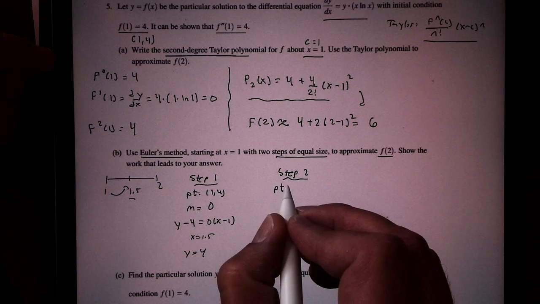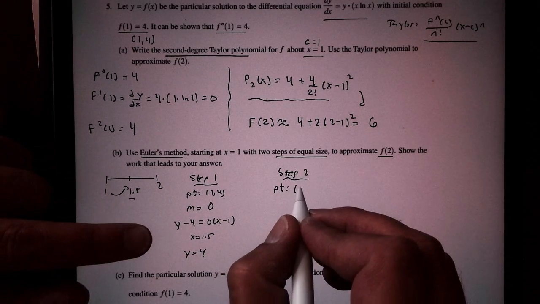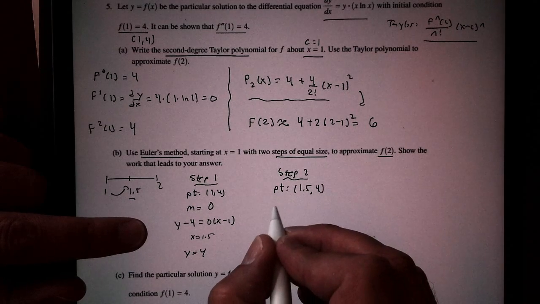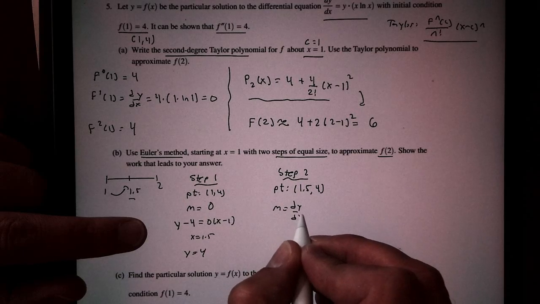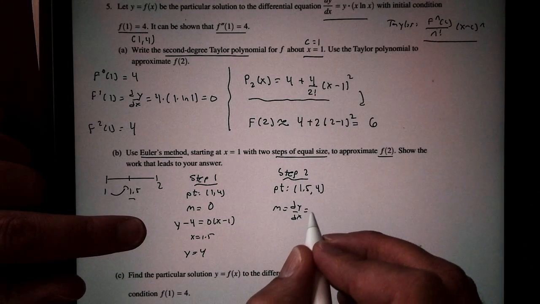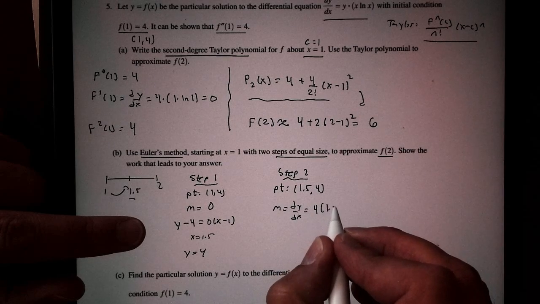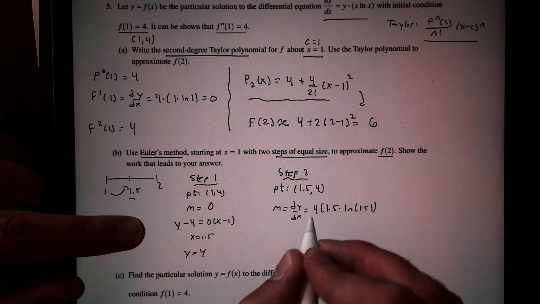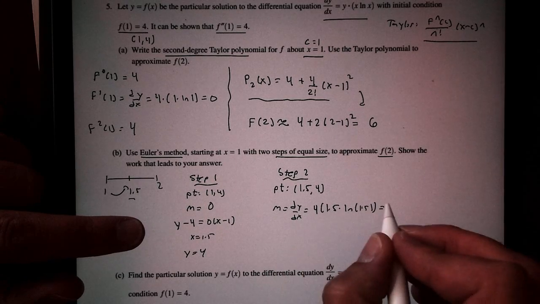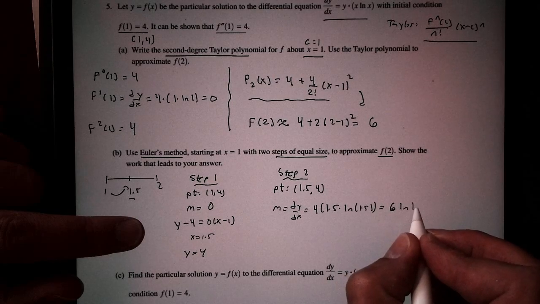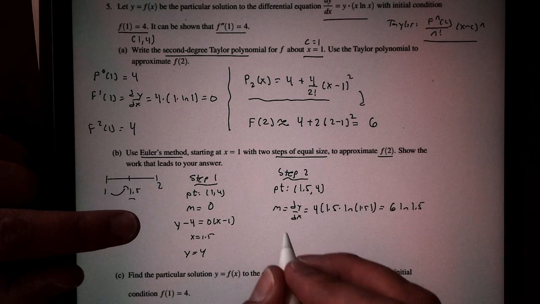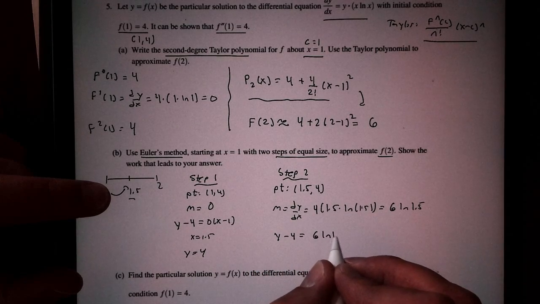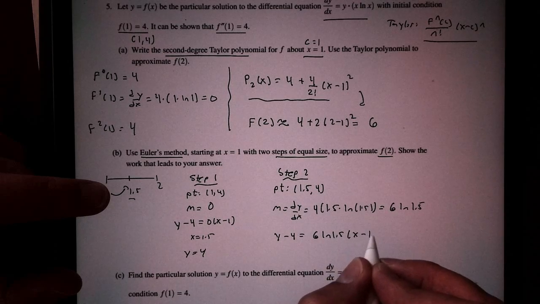Terrible. Sorry about that. So my next point is going to be my x value is 1.5, and my y value is 4. To get the slope, we're again going to use our derivative, and this becomes y, which is 4, times 1.5 times the natural log of 1.5. And if I simplify that, that becomes 6 natural log 1.5. So my tangent line, y minus 4 equals 6 natural log of 1.5 times (x minus 1.5).